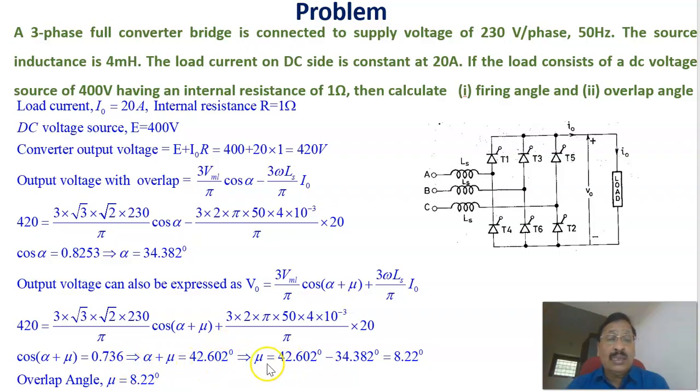From this you can calculate mu equal to this one minus alpha, that is 42.62 degrees minus 34.382 degrees, which is equal to 8.22. Therefore, the overlap angle mu equals 8.22 degrees.